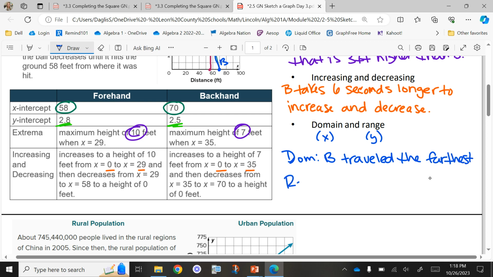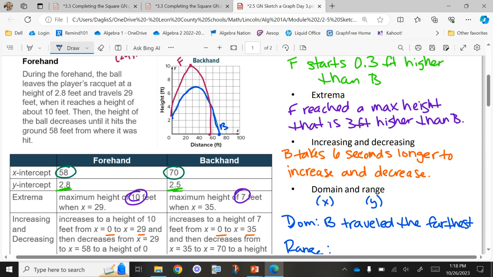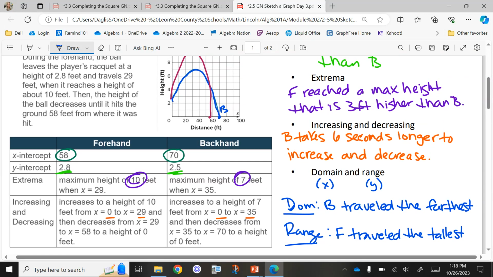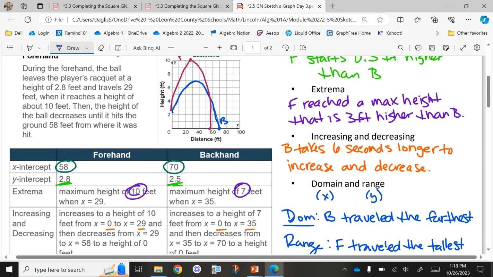And then when it comes to my range, that's our Y values. Which one could we say went the highest? Oh, no, forehand. Yes, our forehand. And our forehand traveled the tallest. Okay, so domain was my X's. So my backhand traveled the farthest away. But my range is my Y values. My forehand traveled higher up in the air.